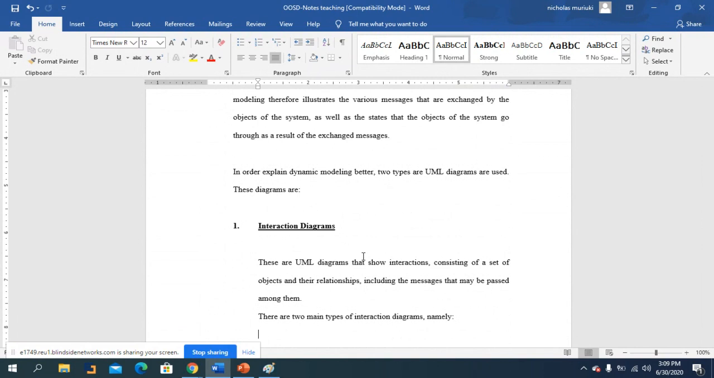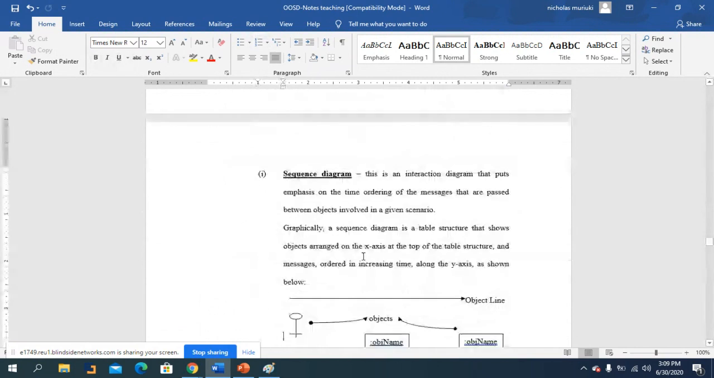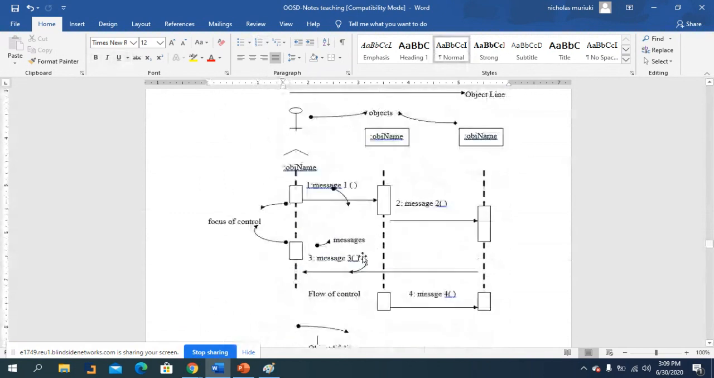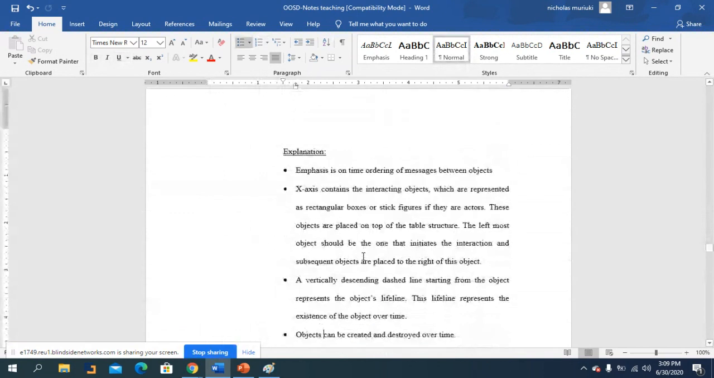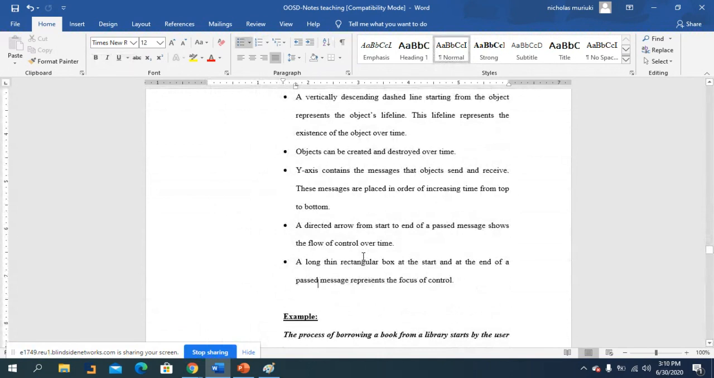So for that case, that's why we have looked at the interaction diagram. Maybe we have looked at the sequence diagram. And then the last point that we discussed is what you call the state diagram.